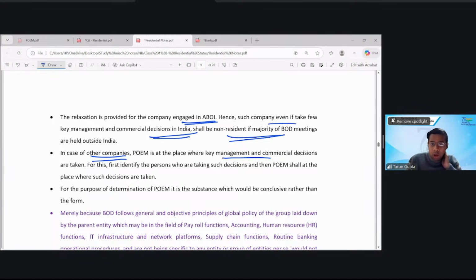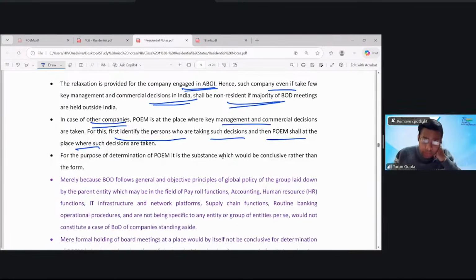For other companies, what you have to see: first identify the person who is taking the decision, and then POEM shall be a place where such decisions are taken. So who and where. For the purpose of determination of POEM, it is substance which would be conclusive rather than form. So you have to see actually on the ground who is taking the key decision. It's not on papers who is taking the decision.